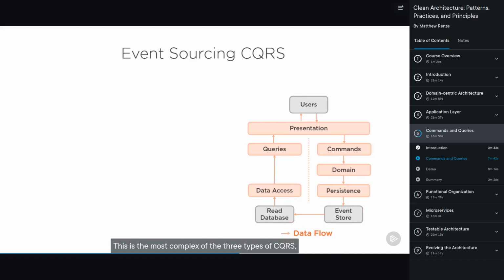This is the most complex of the 3 types of CQRS, but it has some very powerful benefits in exchange for the additional costs. First, since the current state of each entity can only be derived by replaying the sequence of events that have occurred to that entity, the event store acts as a complete and guaranteed to be true audit trail for the entire system. This is highly valuable in heavily regulated industries where this type of auditability is necessary.